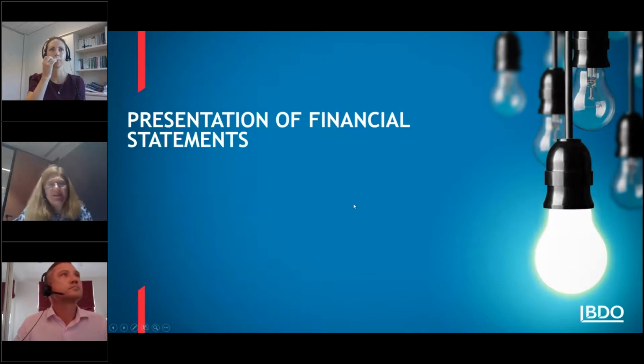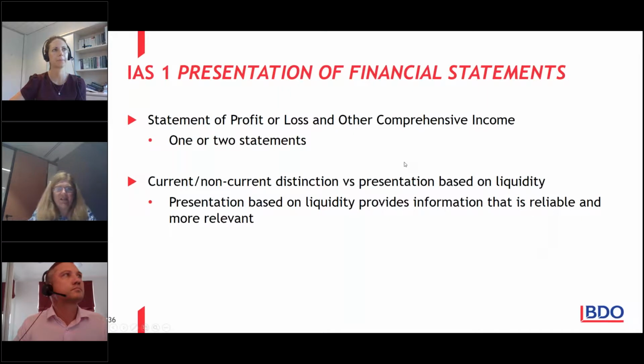If we move on to presentation of financial statements, you can see I've worked from the big picture and brought it down to the detail. If I look at presentation of financial statements, and in particular, if I start with IAS 1, IAS 1 ultimately says you've got a choice when you prepare your statement of profit or loss and other comprehensive income. You can either do one statement of profit or loss and other comprehensive income, or you could do two statements, where you have a statement of profit or loss and you have a statement of other comprehensive income. So it's a presentation choice.